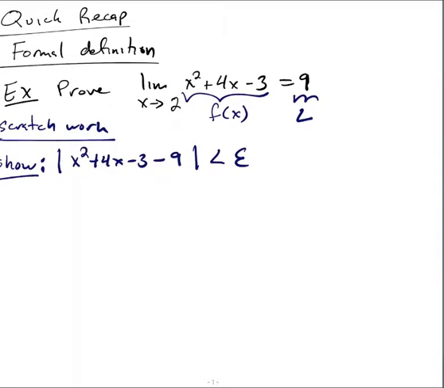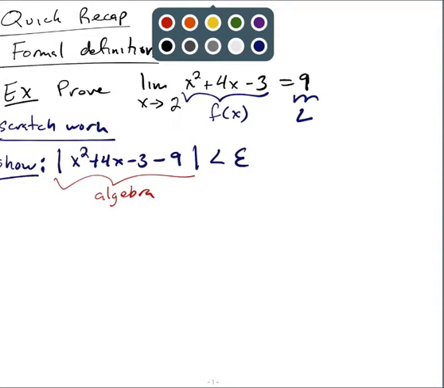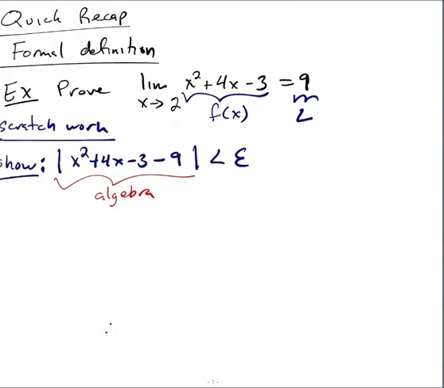So then what's the next step? Do a little algebra on this, so you simplify it a little bit. Okay, so let's do that. Let's write it down. So we have x squared plus 4x minus 12, if we add the minus 3 and the minus 9. So what is that equal to?